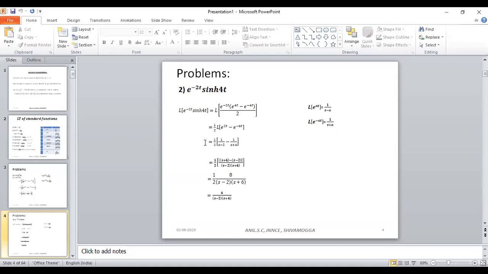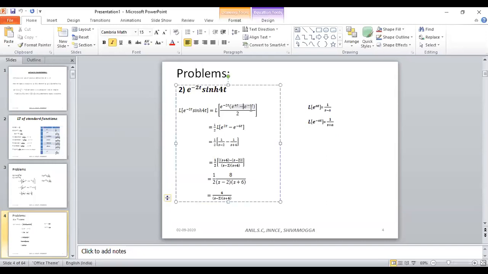Use the definition of sine hyperbolic theta. Sine hyperbolic theta is e power theta minus e power minus theta divided by 2, right? E power theta minus e power minus theta divided by 2. Here theta is 4t. Therefore, e power 4t minus e power minus 4t divided by 2.